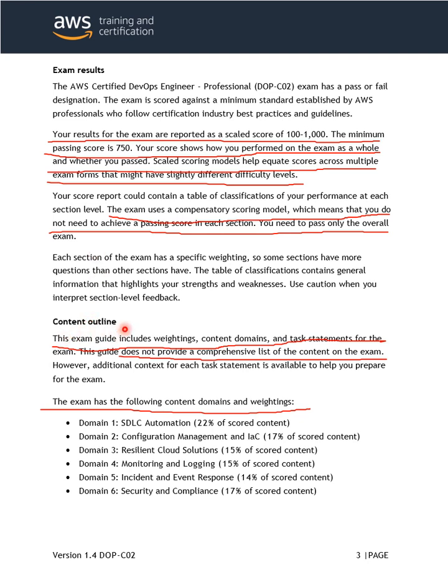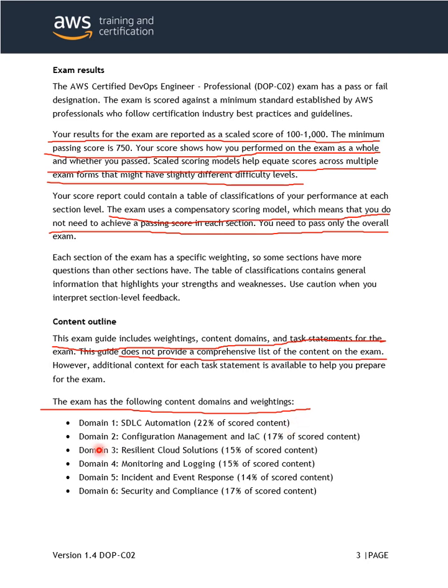Content outline. The exam has the following content domains and weighting. There are 6 domains from where questions come in the DevOps Engineer Professional Exam. Domain 1 is SDLC automation. In SDLC automation, how you can automate the software development lifecycle. It has a weightage of 22% of the exam content.